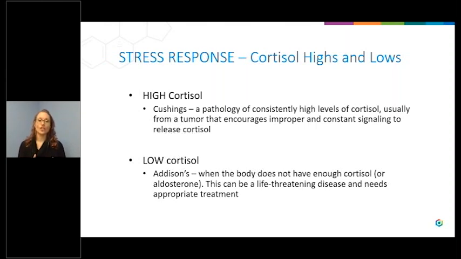Low cortisol is called Addison's, and this is when the body doesn't have enough cortisol or aldosterone to keep that cortisol diurnal pattern going. This can be life-threatening and needs appropriate treatment. When we're talking about HPA, or hypothalamic adrenal axis function, Cushing's and Addison's are significant disease states. A lot of times we fall in what I call this gray area of inappropriate or improper stress response. Now, does that mean that you can still not feel great and still have certain components of high cortisol or certain components of low cortisol? Absolutely, but it's not a true disease state in conventional medicine. You can still be highly symptomatic with this though.